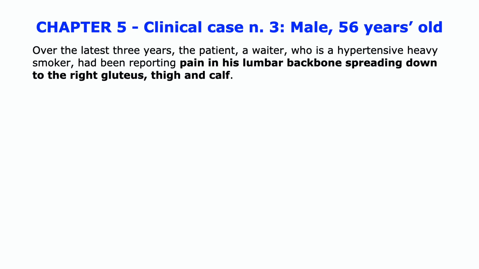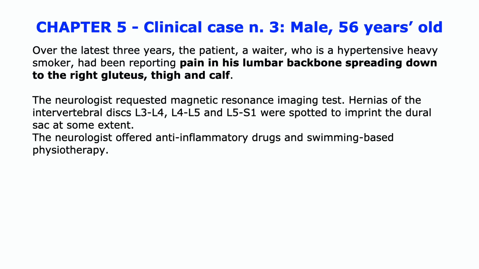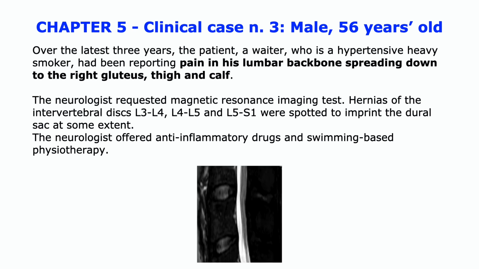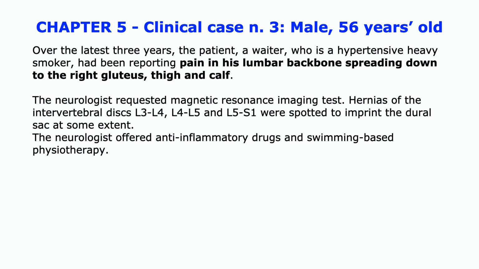Over the later 3 years, the patient, a waiter who is hypertensive and a heavy smoker, had been reporting pain in his lumbar backbone spreading down to the right gluteus, thigh, and calf. The neurologist requested a magnetic resonance imaging test. Hernias of the intervertebral discs L3-L4, L4-L5, and L5-S1 were spotted to imprint the dural sac to some extent. The neurologist offered anti-inflammatory drugs and swimming-based physiotherapy.